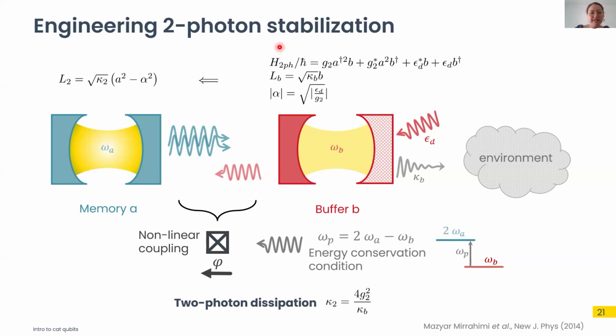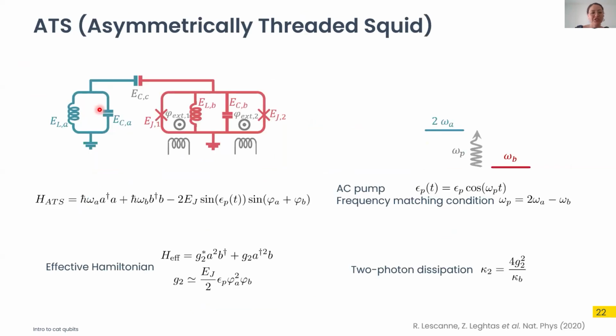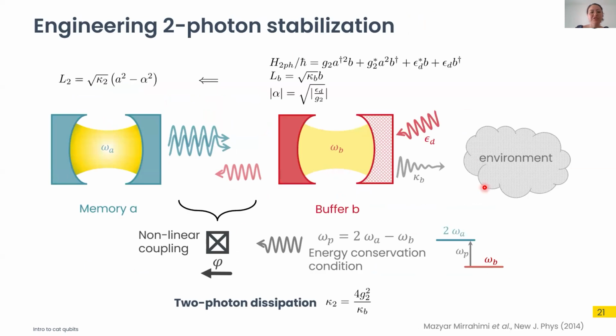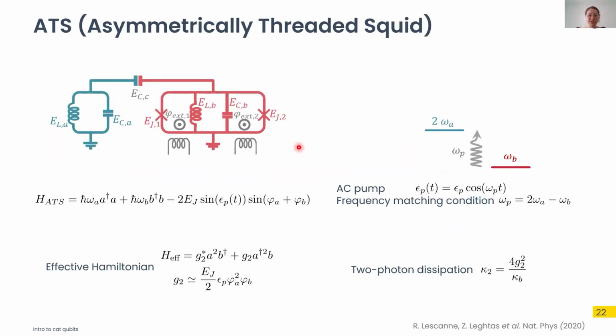So basically what I want to say is that this two-photon exchange is equivalent to having this two-photon dissipation that I was talking about earlier. And this two-photon dissipation stabilizes the cat state. And this is how we do it experimentally. And here I will just flash one type of circuit. This is a cartoonish illustration of what we do. But in reality, the things that we engineer are circuits.